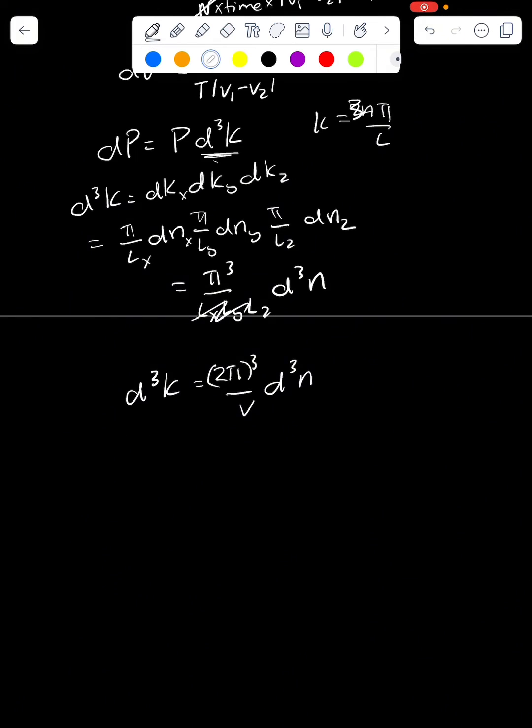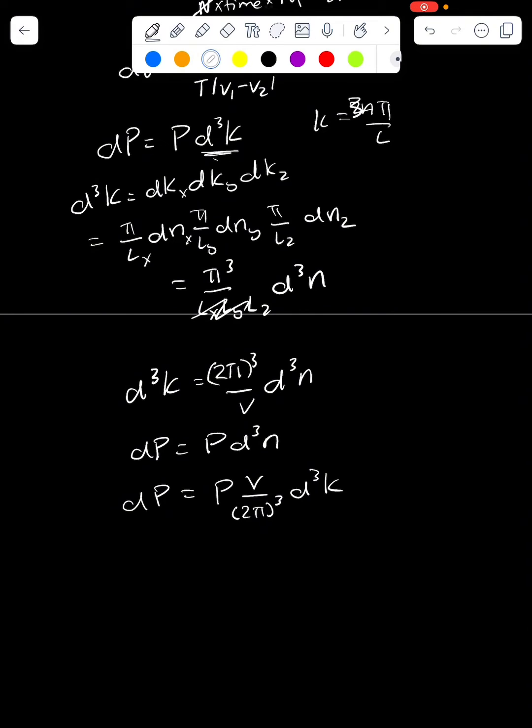Now we can also write out the probability in terms of n, right? Since the probability depends on momenta, which depends on n, we can write it as this instead. Now we can use the fact that this over here is going to equal p times V over 2 pi cubed and then dk, where k is the range of momenta for the final particles. So the particles that come out.